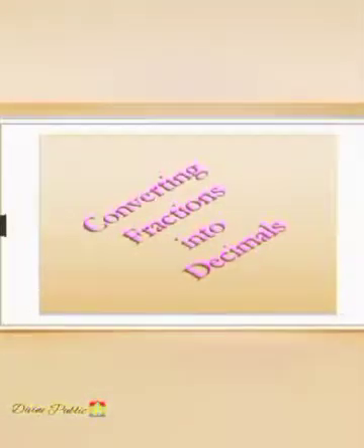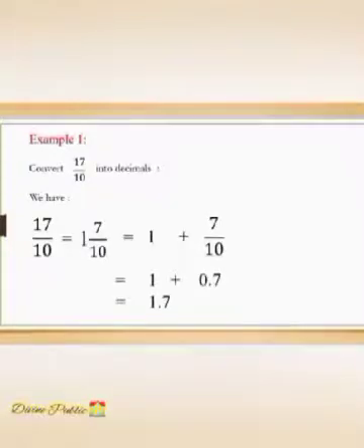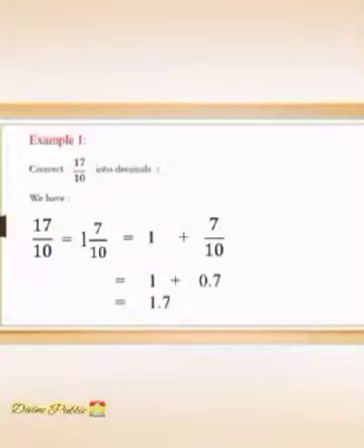Converting fractions into decimals. Example 1. Convert 17 by 10 into a decimal. We have 17 by 10. Firstly, we will convert this into the mixed fraction 1 and 7 by 10, and then we will separate this 1 as the whole number part and 7 by 10 as the fractional part. Then we will convert 7 by 10 into the decimal part, and after adding both numbers we will get 1.7.